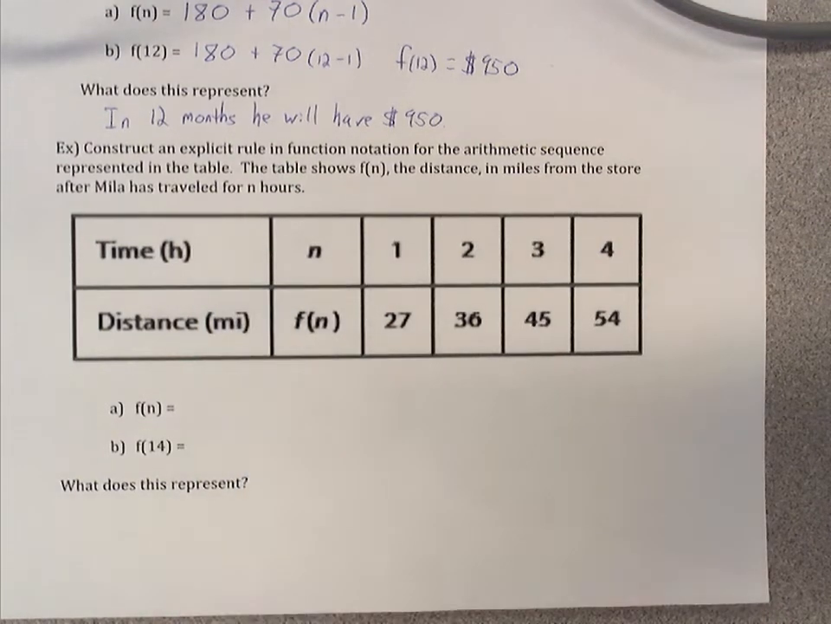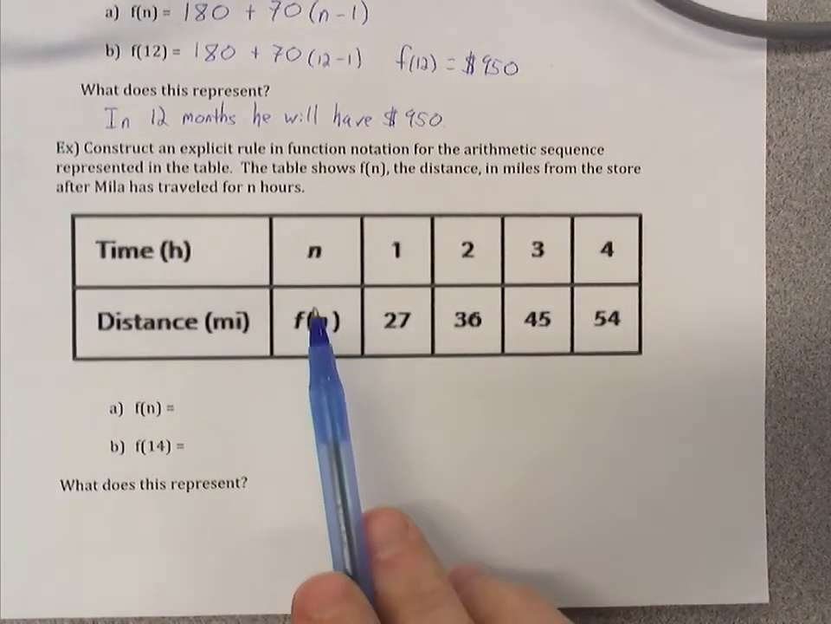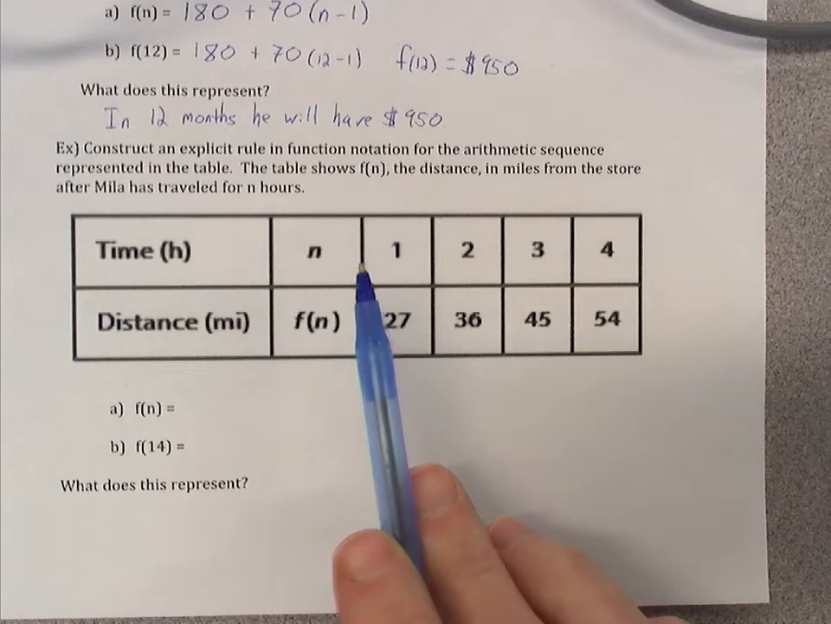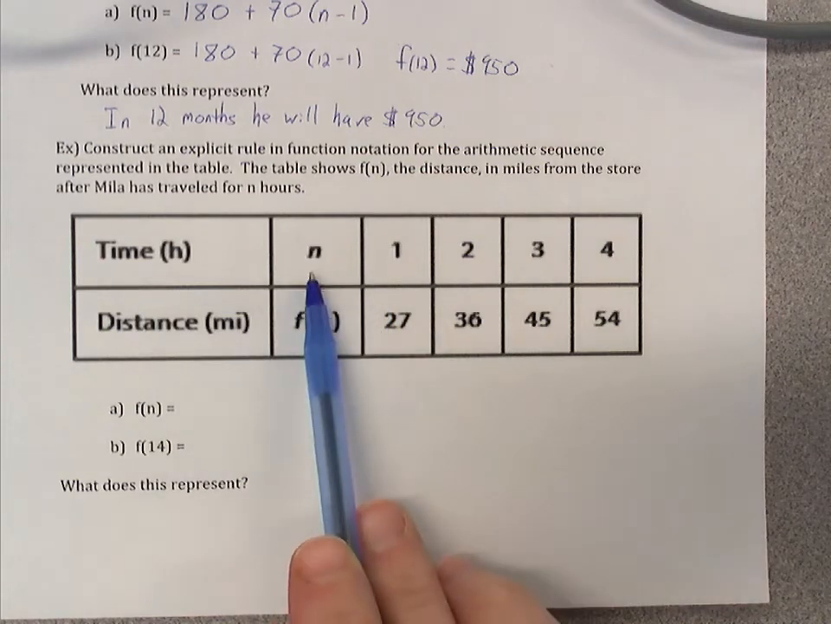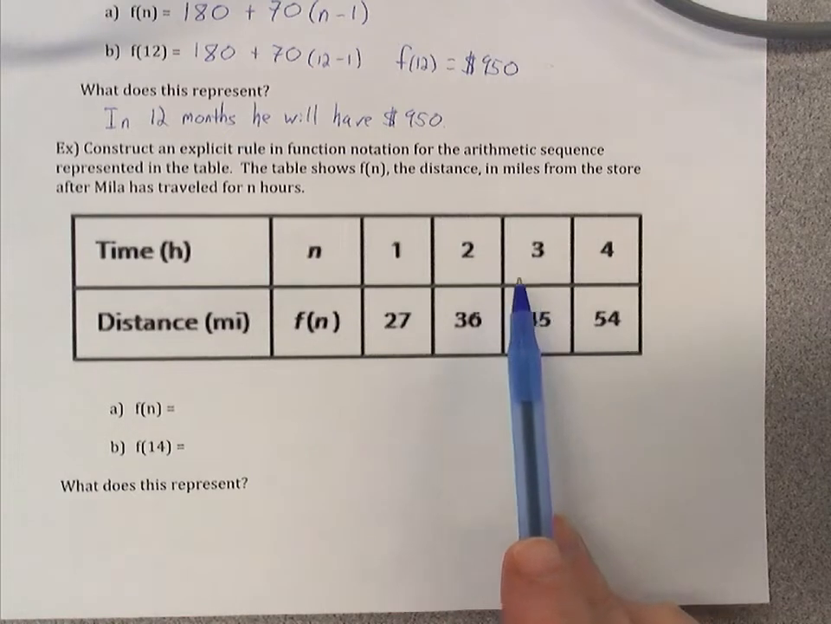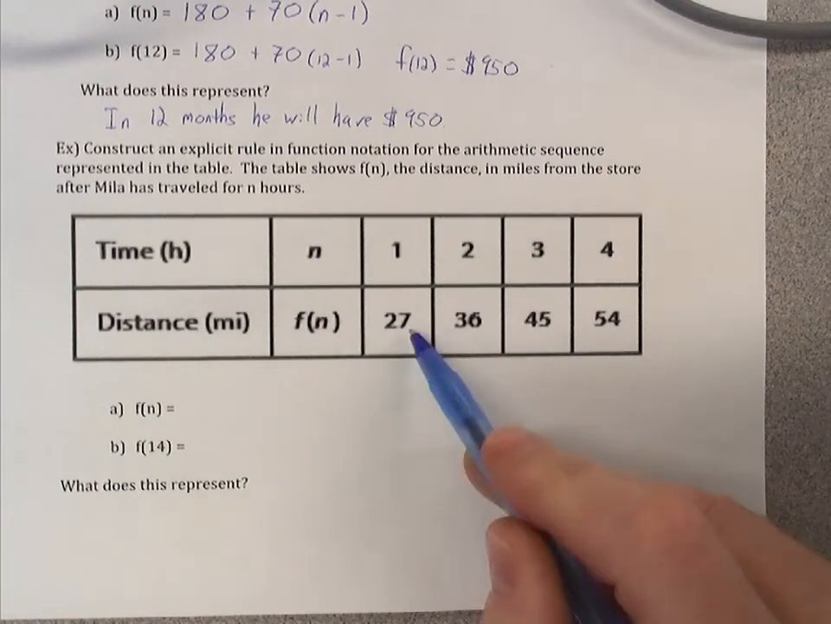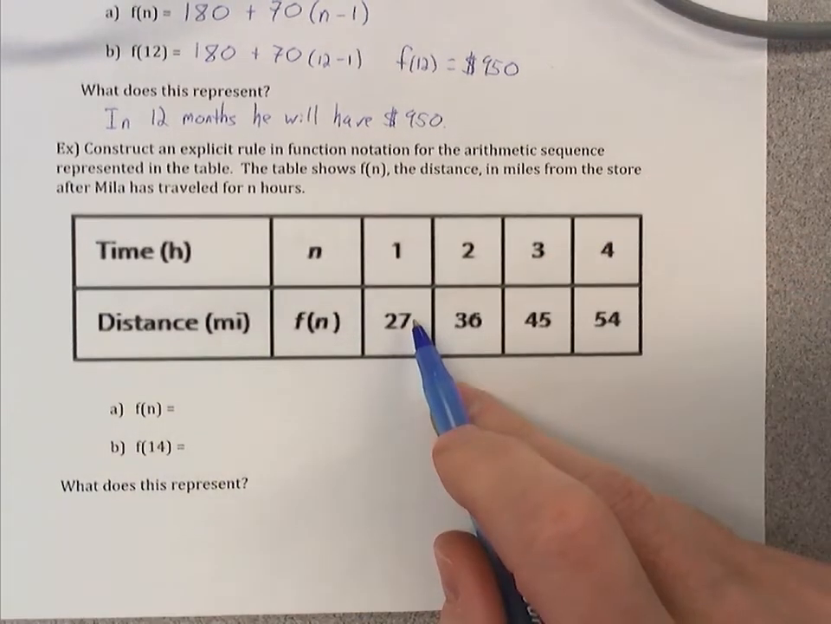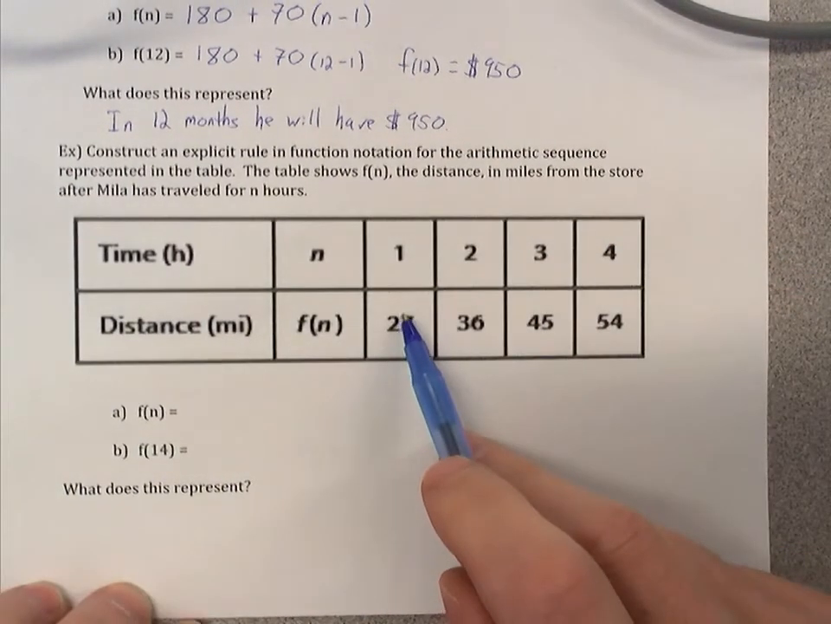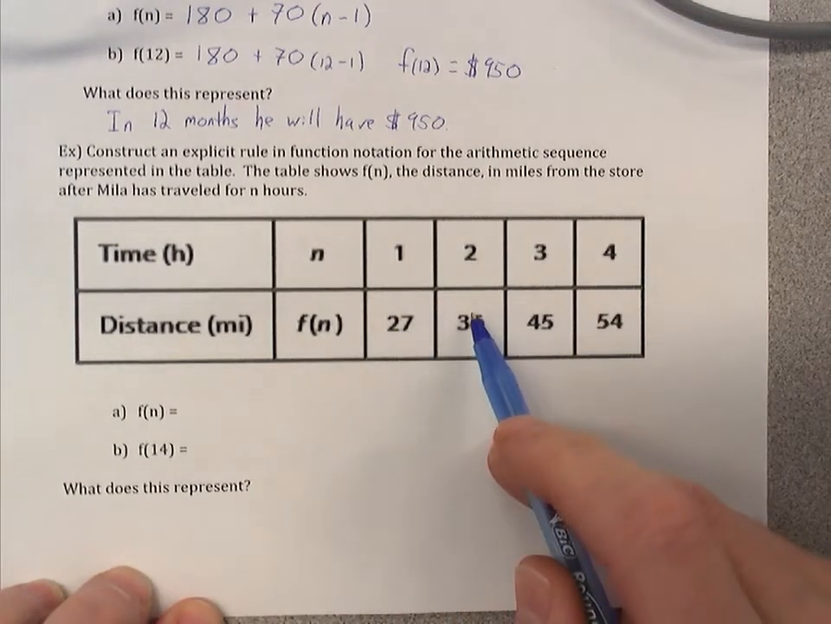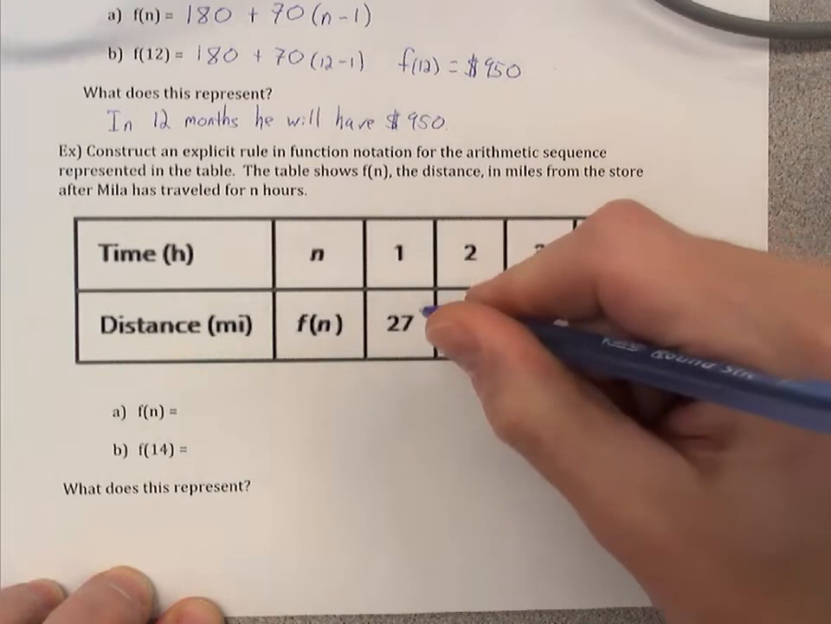So the table shows f of n, the distance in miles from the store after Mila has traveled for n hours. So n again, 1, 2, 3, 4, these represent the hours that she's traveling. And if we look at this sequence, we notice in the first hour, she travels 27 miles, okay? And then by hour 2, she's traveled 36 miles.